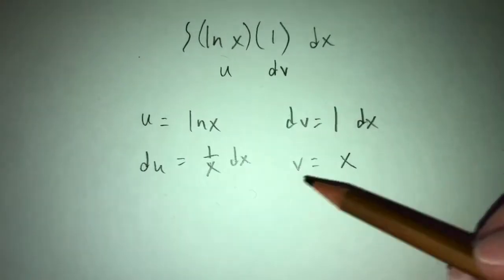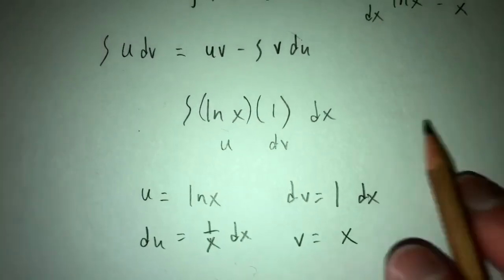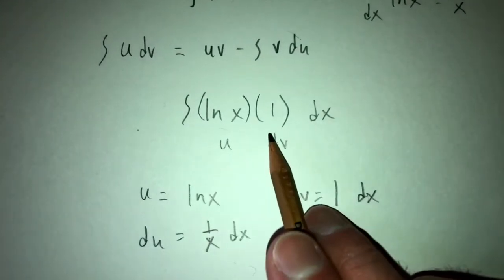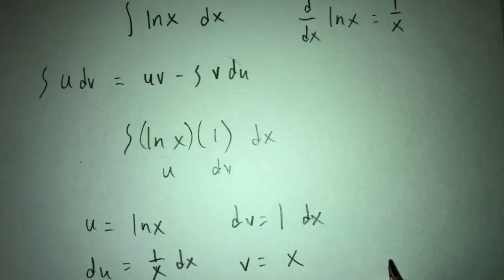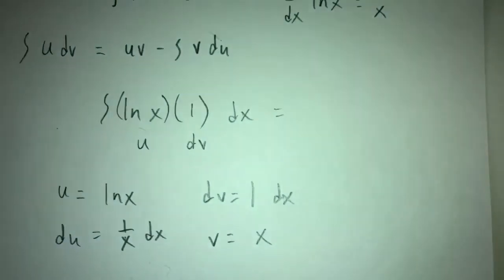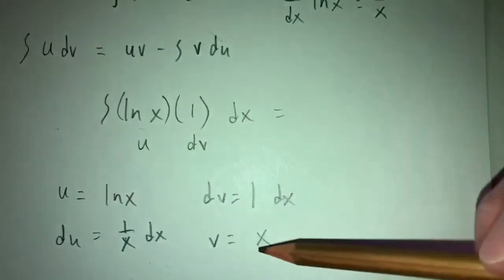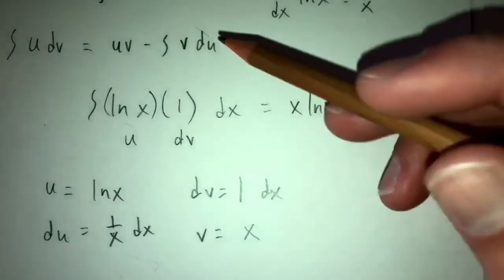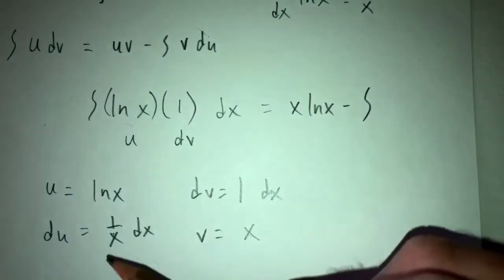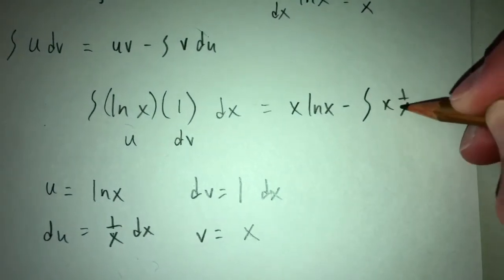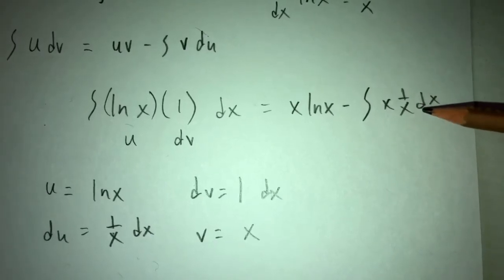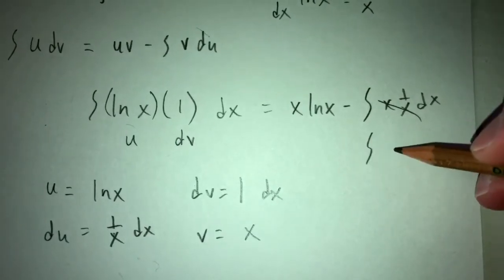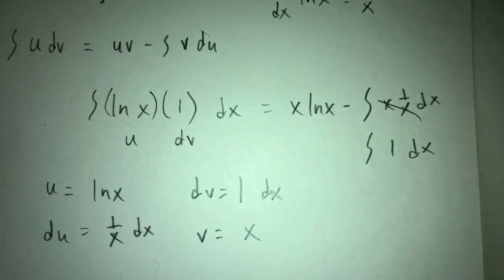Now if we plug in these four pieces into our integration by parts formula, we get that the integral of ln x times 1 is equivalent to u times v, so ln x times x, minus the integral of v times du, which is x times 1 over x dx. Notice if we have the integral of x times 1 over x, that's just going to cancel, and we're just going to get the integral of 1 dx right here, right?